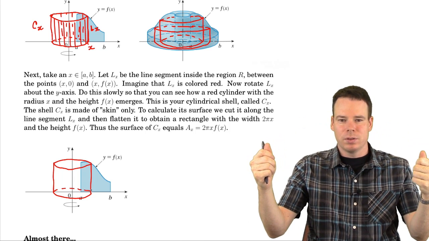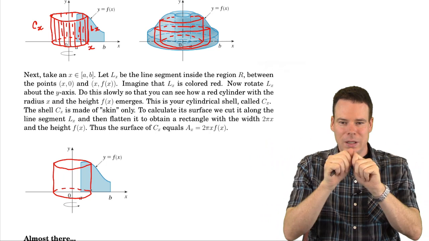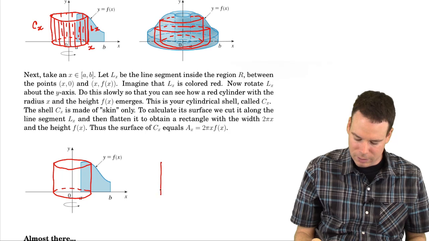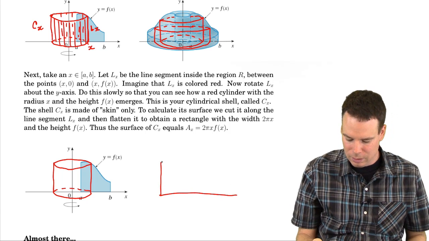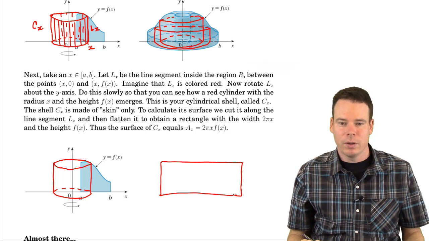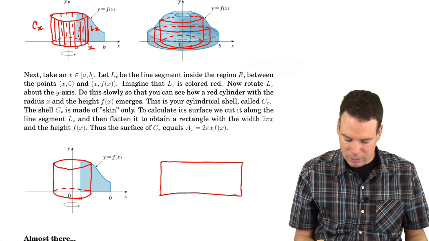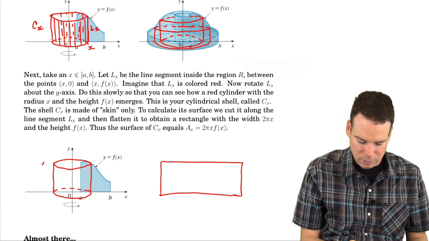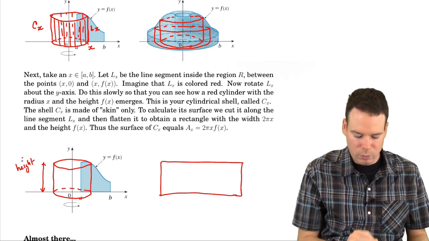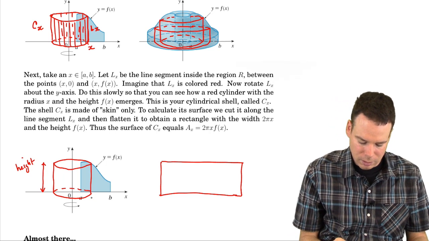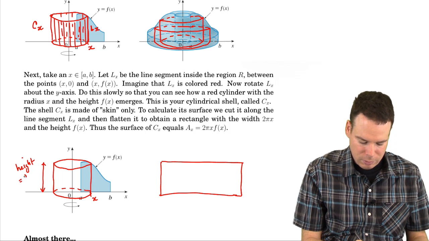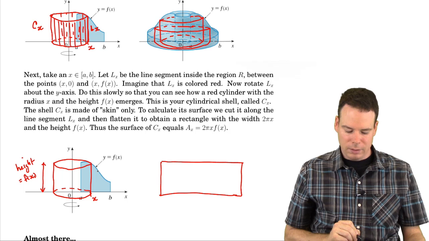And what kind of shape results? When we peel off the label, we get a rectangle. That's the key to getting the surface area of the cylinder. So realize that when we cut and peel, we get a rectangle. Notice that the height of this rectangle is just the height of the original cylinder. That's going to be a key ingredient in our work. We need to know the height of this arbitrary cylinder, the one at position x. What is its height? Its height is going to be f of x in this particular case.